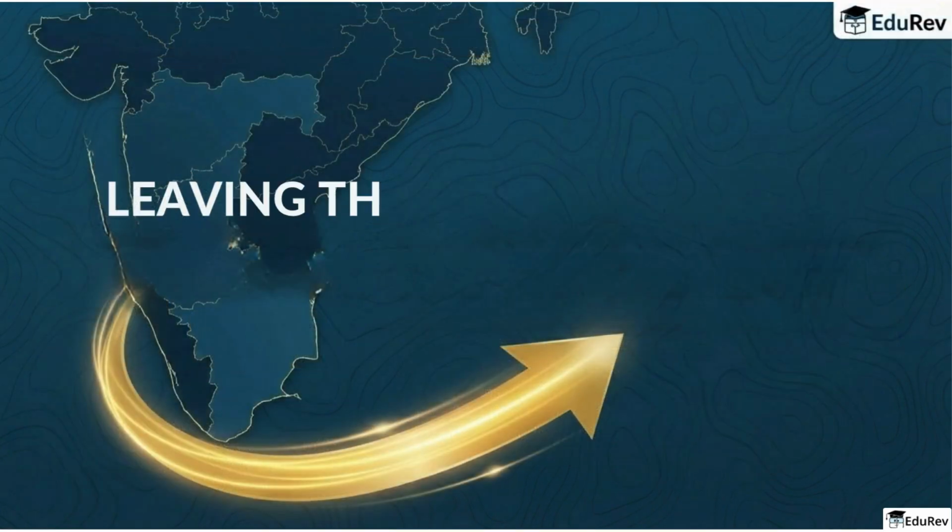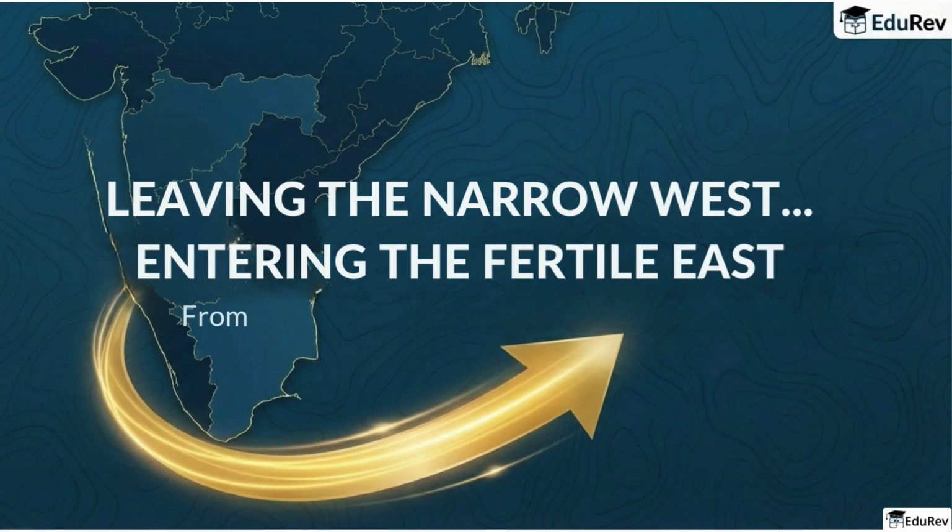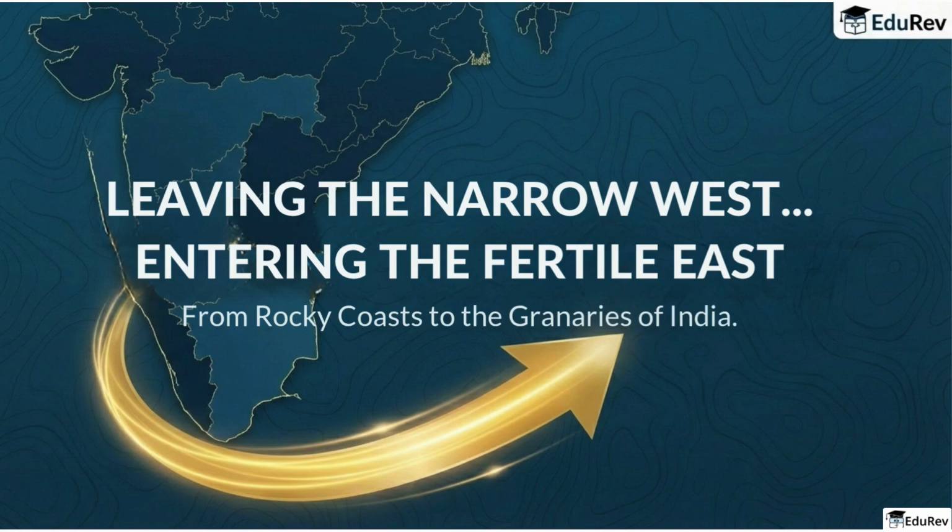Now leave the western coast. We shift to the eastern coast. Broader plains, major deltas, and different rainfall patterns. The Western Ghats drop sharply toward the sea. The Eastern Ghats are discontinuous, allowing rivers to build deltas. That structural difference changes everything.